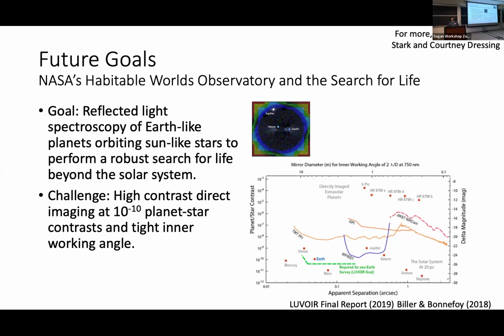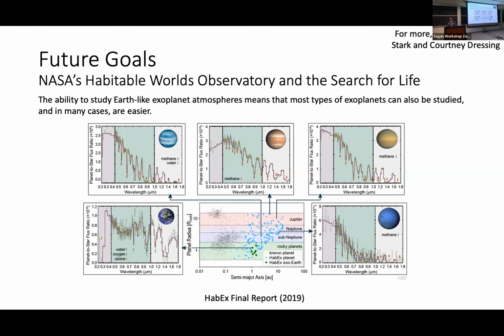And the cool thing about the goal of reflected light studies of Earth-like planets orbiting sun-like stars is that if you can do that, you can do tons of exoplanet atmospheric characterization of all the types of planets in between, and fill in this parameter space between what Roman is capable of doing and what the ELTs will be capable of doing. So it won't just be Earth-like planets. Of course, that is the top-level engineering goal, but we'll be able to do gas giants, Jupiter analogs, super Earths, mini Neptunes, and fill in this parameter space.